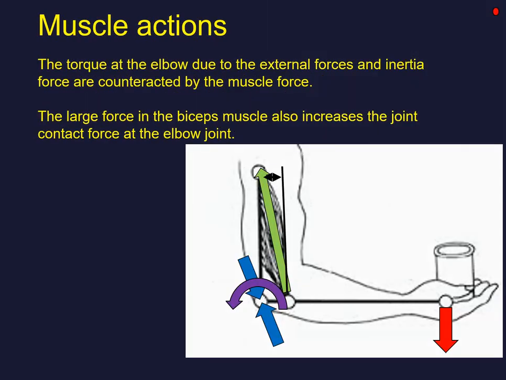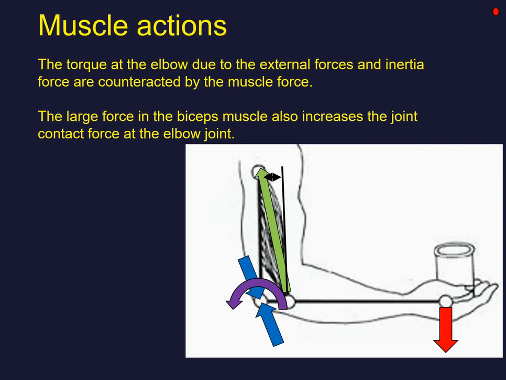This situation is shown in this diagram. The red arrow is the externally applied force, although this could be due to accelerations of the body components. This force generates a torque, in this case at the elbow, indicated by the circular purple arrow. This torque is counteracted by the force in the muscle, which has been indicated by the green arrow, which runs along the line of action of the muscle.